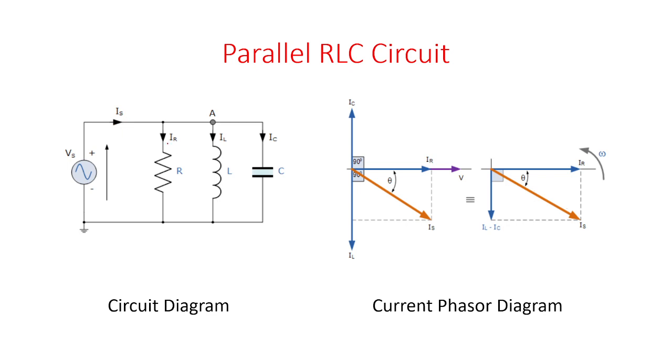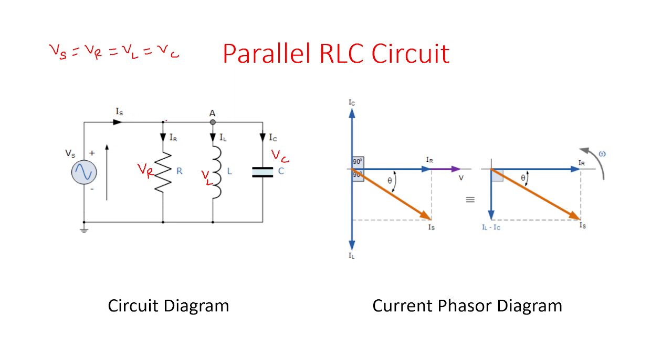The current through the resistor is IR, current through the inductor is IL, current through the capacitor is IC, and all the components are connected in parallel. So this circuit is called a parallel RLC circuit. And here we can see the voltage across all the components is the same. Therefore, the voltage across the resistor is VR, voltage across the inductor is VL, voltage across the capacitor is VC, and all the voltages are the same as the voltage Vs. So Vs is equal to VR is equal to VL, which is also equal to VC, because all the components are connected in parallel to the applied voltage source.